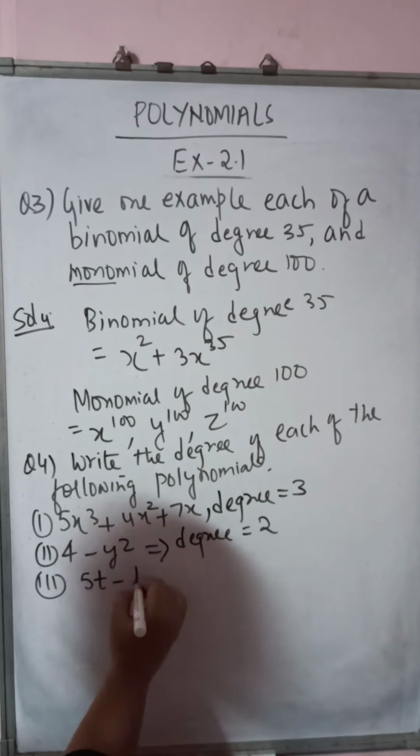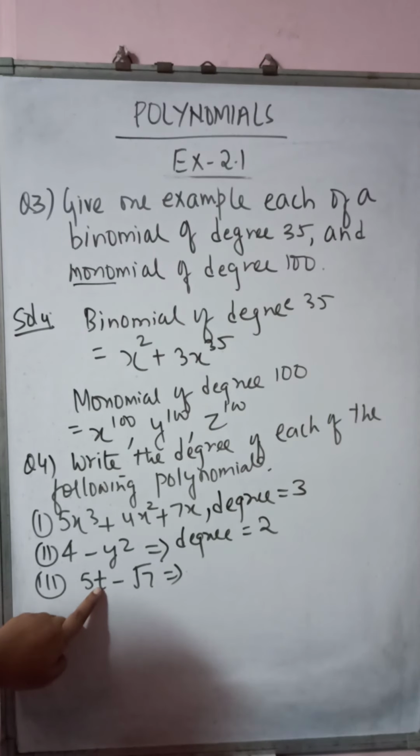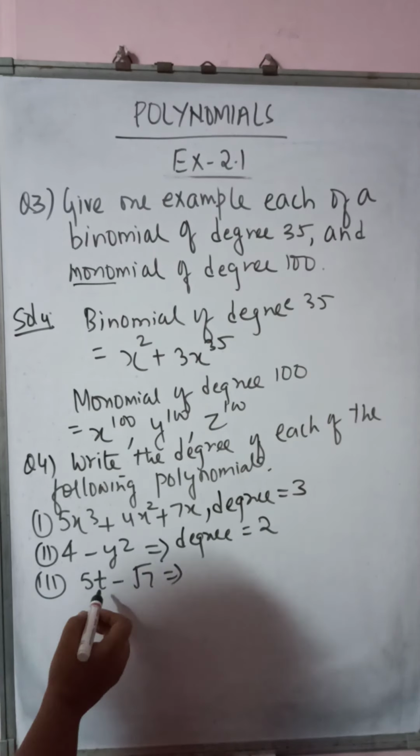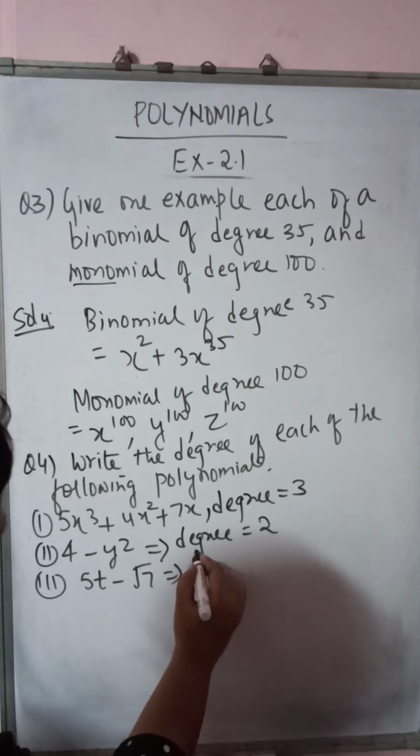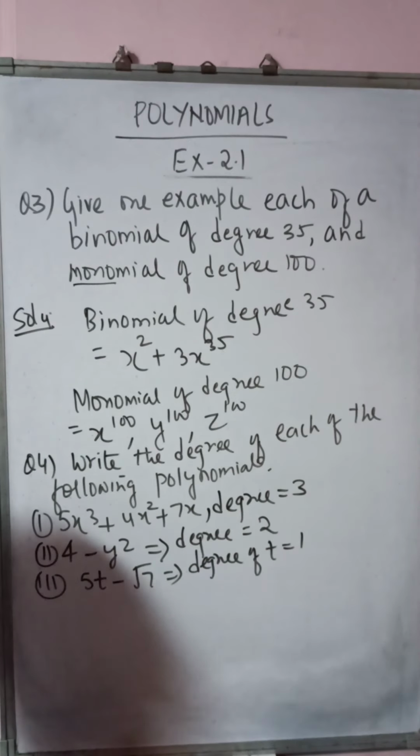5t minus root 7. So for 5t, you have to just check the power of the variable and not the number. So what is the variable here? t. And what is the power? No number is mentioned, which means it is 1. So the degree of t is 1.